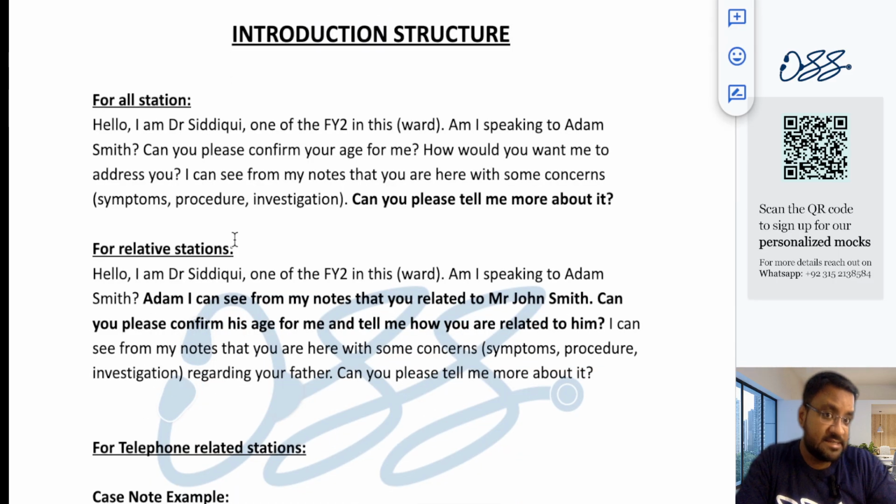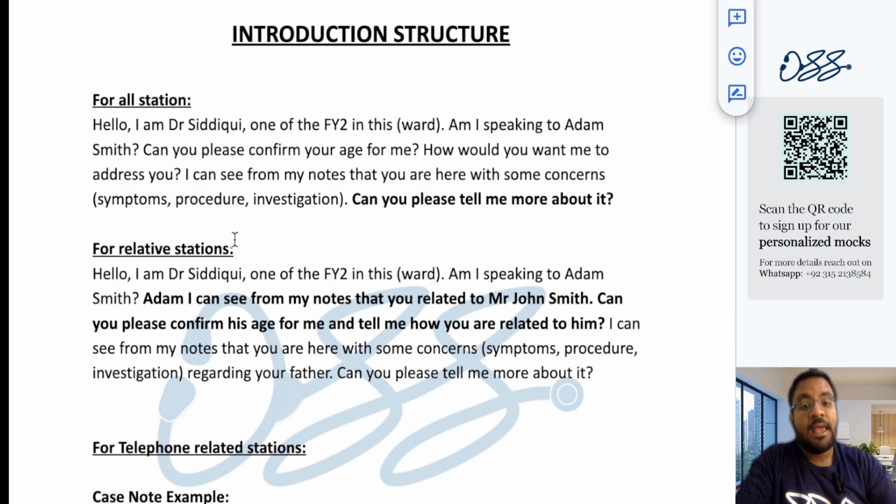Now, I'll discuss how to introduce. Let's suppose it's a station where I am an FY2 in the GP surgery. I begin my introduction: "Hello, I am Dr. Siddiqui, one of the FY2s in this GP surgery. Am I speaking to Adam Smith?" And he'll say, "Yeah, I'm Adam Smith." Then I'll say, "Can you please confirm your age for me?" And he'll say, "Yeah, I'm 35 years of age."